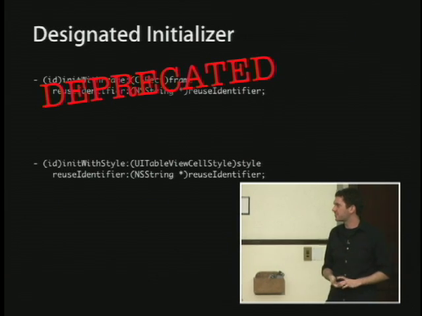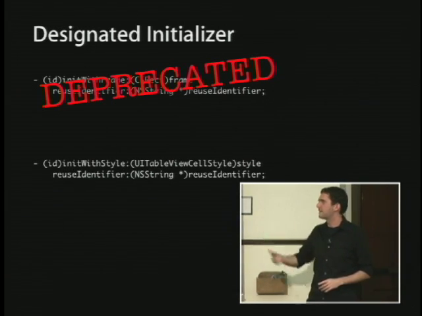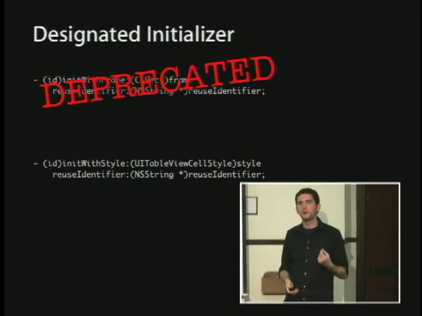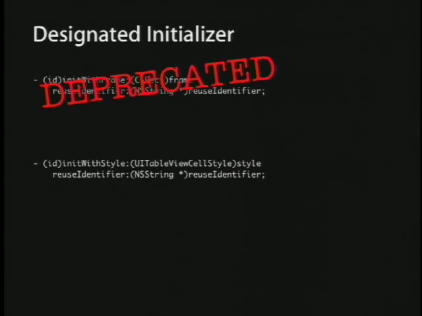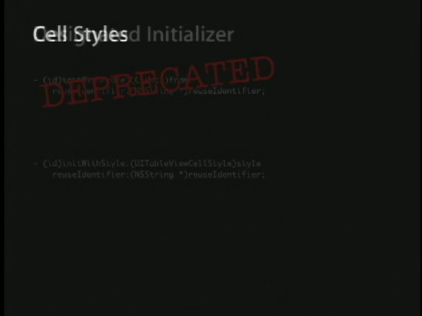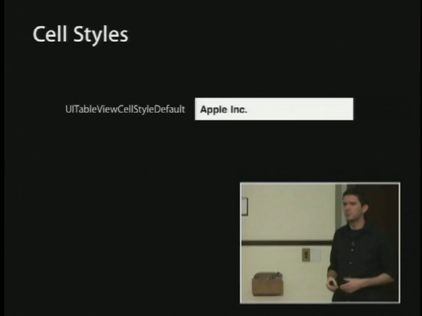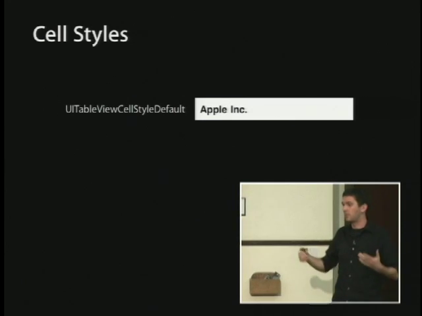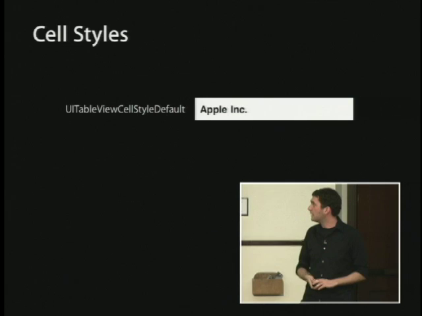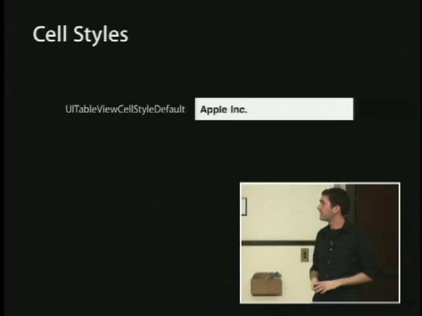So the new designated initializer is initWithStyle:reuseIdentifier:, and you can actually pass one of the new iPhone OS 3.0 UITableViewCell styles in your initializer now, along with the reuse identifier. So for the cell styles, the default one is UITableViewCellStyleDefault, and that gives you just the single line of text that you're used to seeing in a lot of our applications, like the address book. It can also display an image. If you set an image, it'll display to the left of the text.